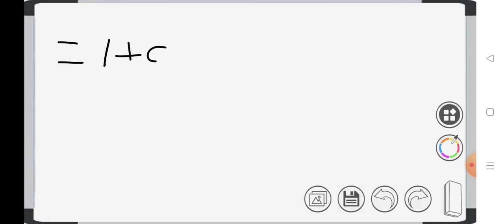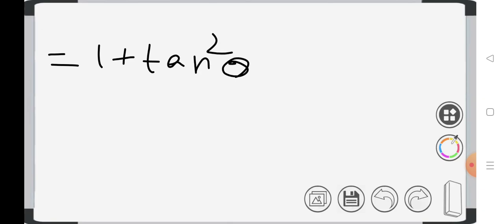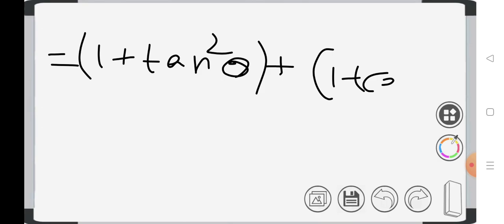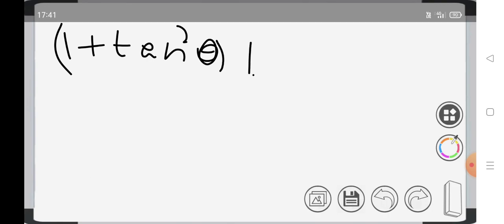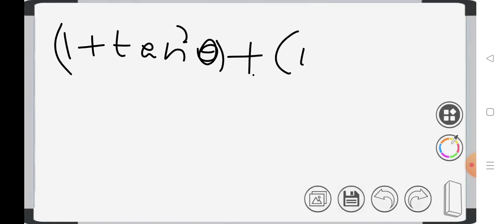1 plus cot square theta, sorry, that is equal to 1 plus tan square theta plus 1 plus cot square theta. It will become 1 plus tan square theta plus 1 plus cot square theta.